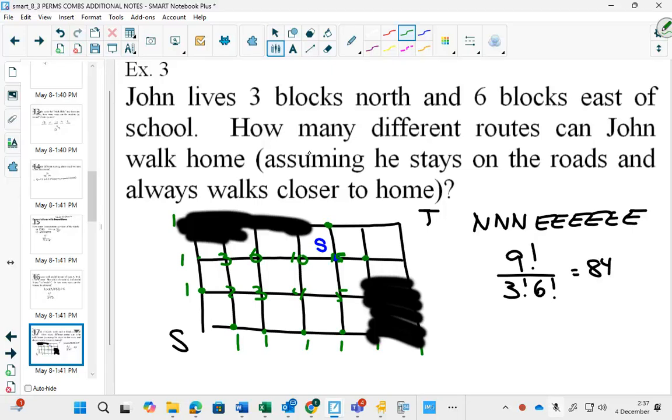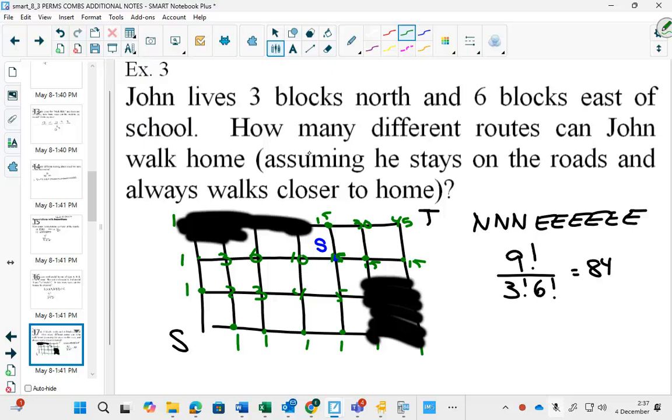Do the same sort of thing. How many? This would be 15 plus, there's no way he's coming from this direction, so that's 0. This is still going to be 15, 15, and 15. 30, and 45. So if Susie lived there, there would now be 45 ways that John could walk home from school, making sure he goes past Susie's house.